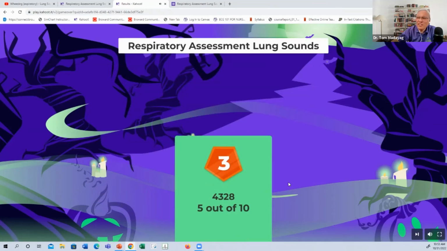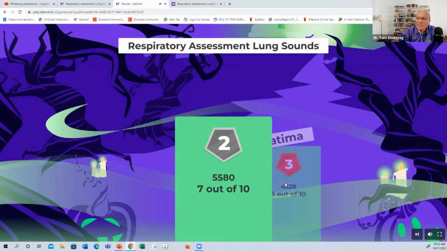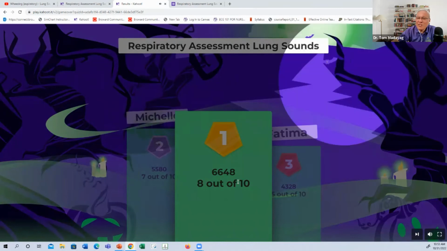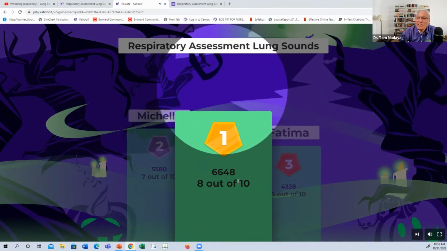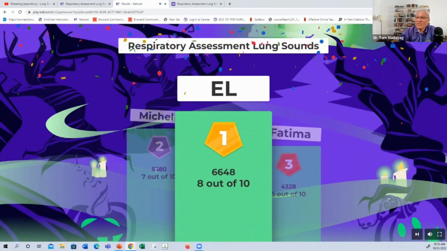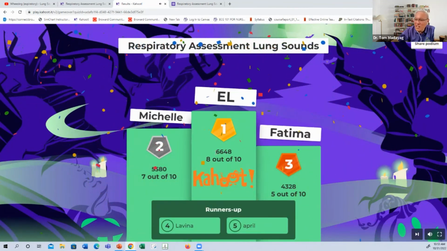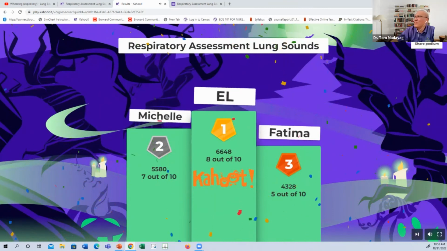For respiratory assessment, on 3rd place is Fatima. Congratulations, Fatima. 2nd place is Michelle. And first place is going to be, let's see, well, congratulations. And the honor rolls are Lavina and April.